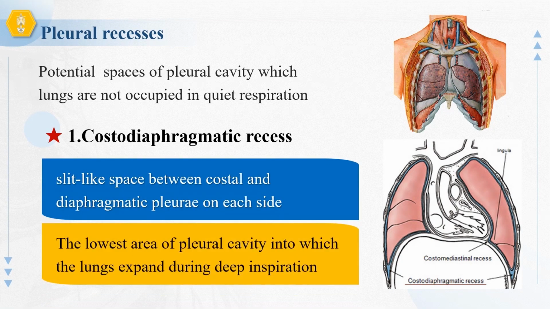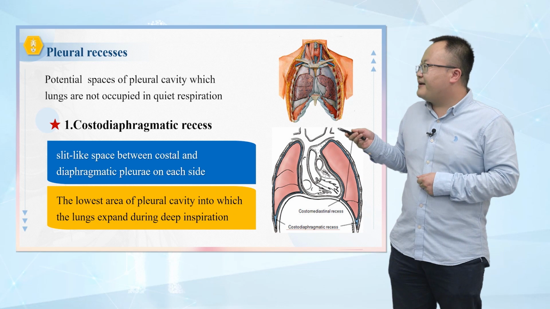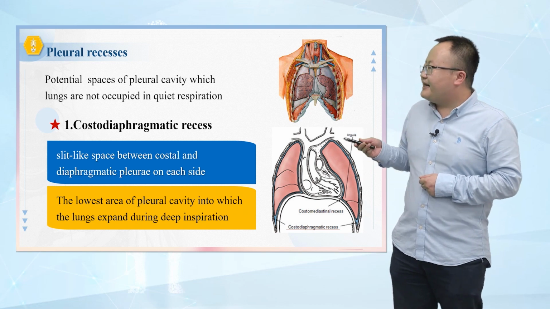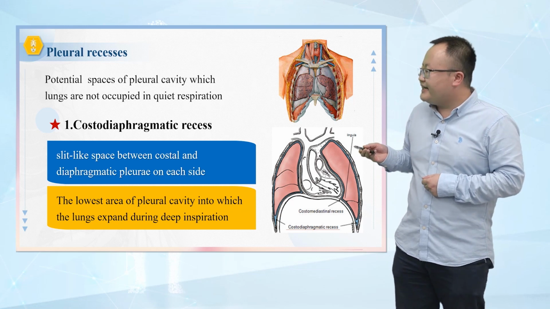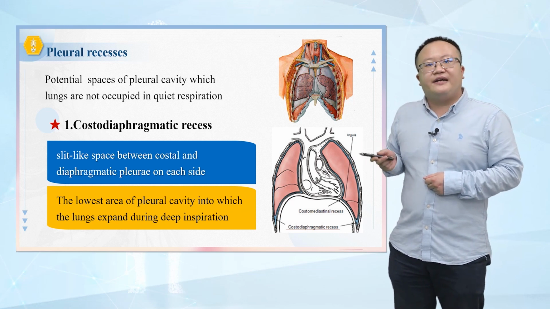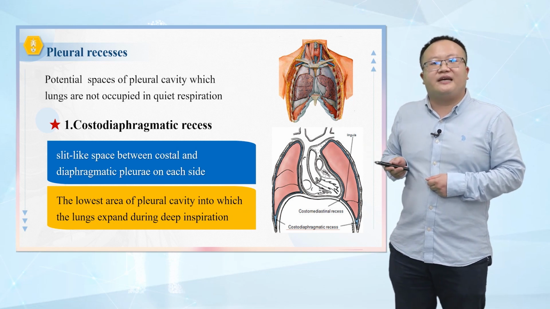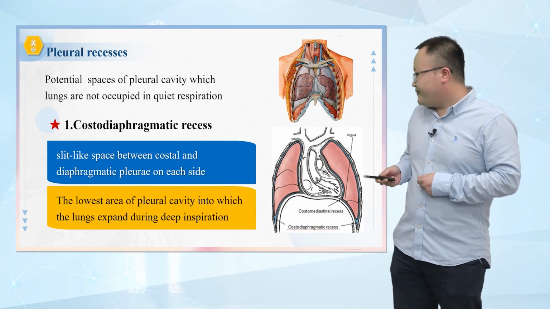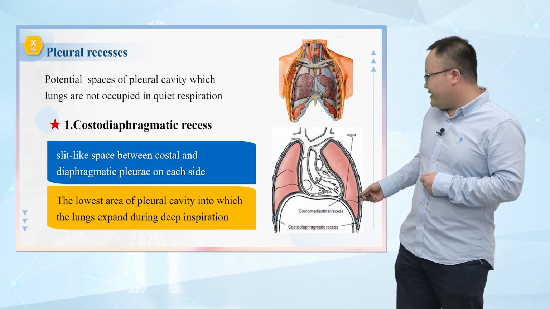Pleural recesses are potential spaces of the pleural cavity which the lungs do not occupy in quiet respiration. First is the costodiaphragmatic recess. A slit-like space between the costal and diaphragmatic pleura on each side. It's the lowest area of the pleural cavity into which the lungs expand during deep inspiration. Here, we show the costodiaphragmatic recess.